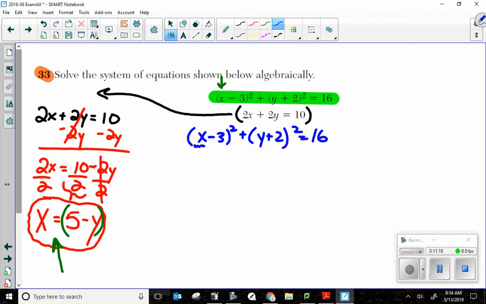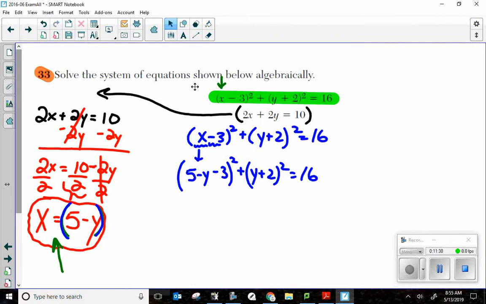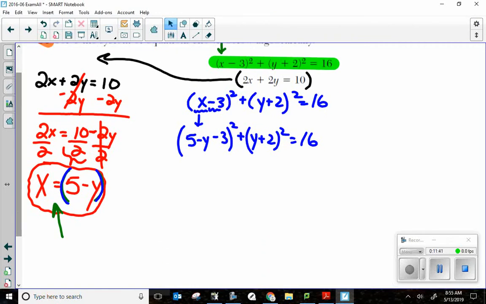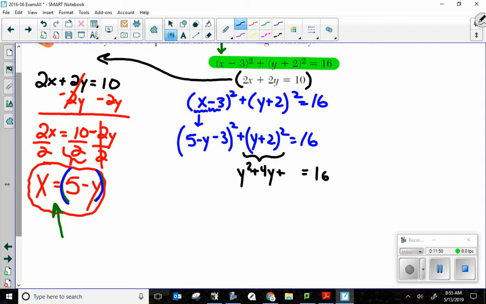In for this x, I'm going to put 5 minus y. I'm going to substitute it in. So I've got 5 minus y goes in for the x. I still have a minus 3 afterward. That's all squared. Plus y plus 2 squared equals 16. Now, I have a lot of students who see this and say, I need to start FOILing here. And you do. So this still equals 16. I'm going to FOIL this one first. I know that should be y squared plus 4y plus 4.